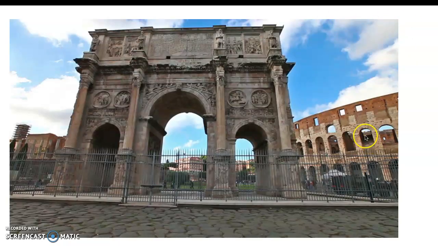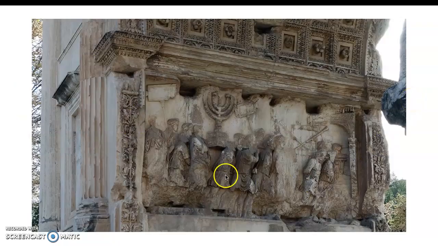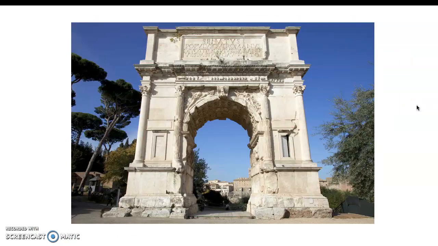So this is the Colosseum in Rome right here, but in front of the Colosseum, right next to it, is the Arch of Titus, which illustrates his victory in a different panel over the Jews in Jerusalem. You see the Roman soldiers taking some of the treasures from the temple, including a Hanukkah candle stand. That's in front of it.